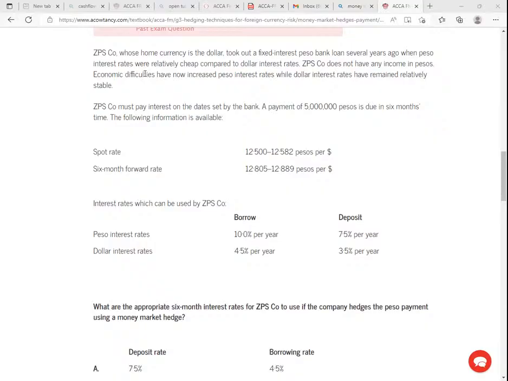They're asking us a very simple question. What are the appropriate 6 months interest rates for ZPS company to use if the company hedges the peso payment? The options are given there, and you're going to pick only one. So I want you to take 1 minute to reason over this question and try to give me the answers to use.